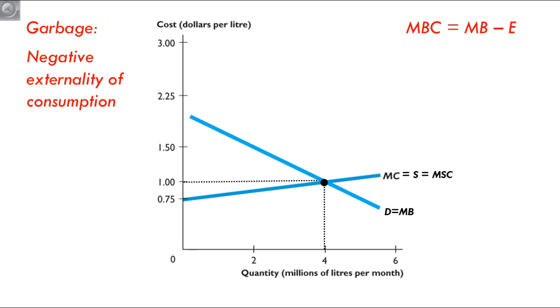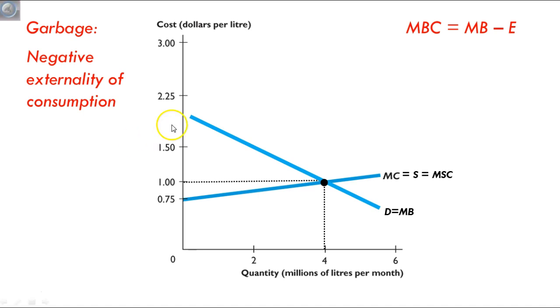Let's see what that looks like on a graph. So let's take the example of a negative externality of consumption. So we'll take garbage, for example. People generate garbage in their houses, and let's say we take the example of people just chucking their garbage in the street or in a park.